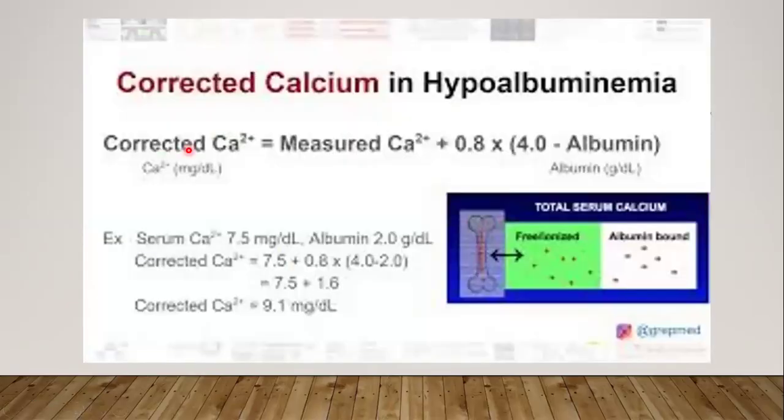We have to correct the calcium in case of hypoalbuminemia, and this is the formula for correction. Corrected calcium is equal to measured calcium plus 0.8 into 4 minus the serum albumin. In this way, we have to treat pseudohypocalcemia in cases with hypoalbuminemia.